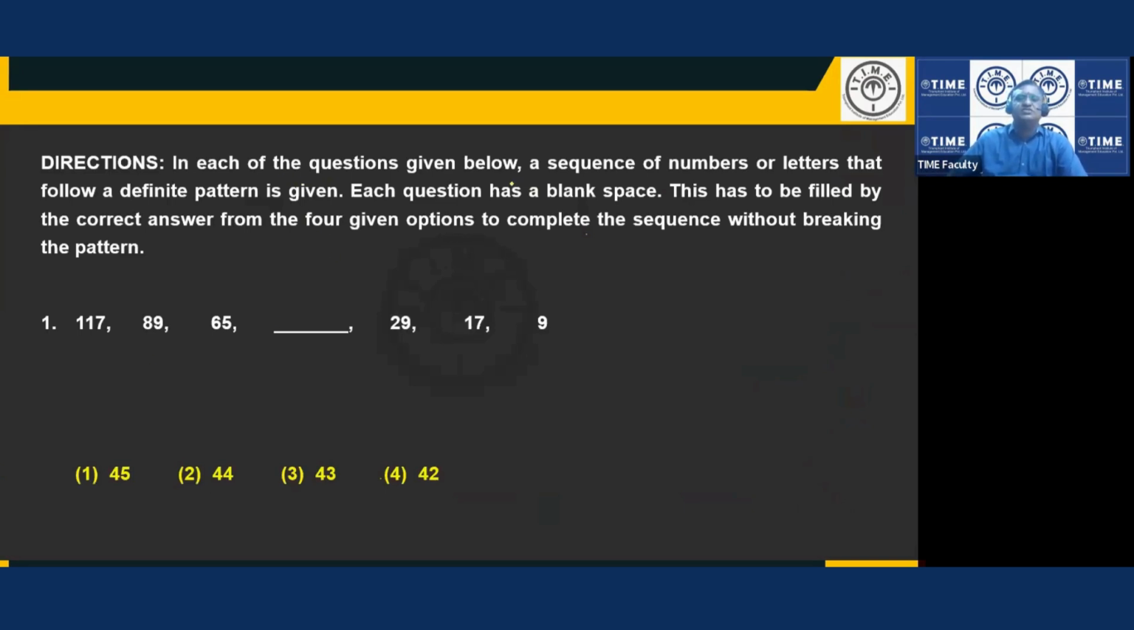In each of the questions given below, a sequence of numbers and letters that follow a definite pattern is given. Each question has a blank place. This has to be filled by the correct answer from the four given options. Complete the sequence without breaking the pattern. Now, here is the question.